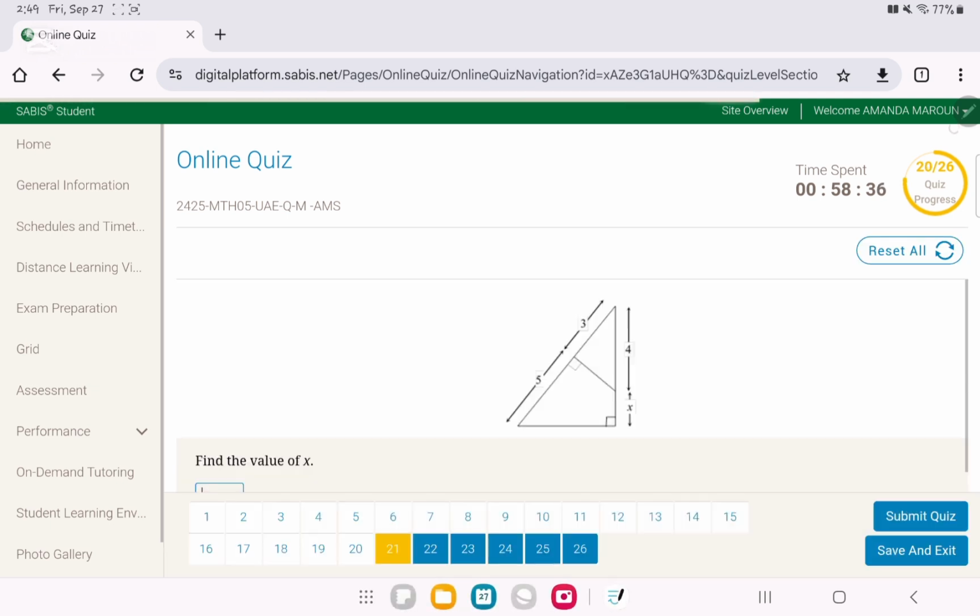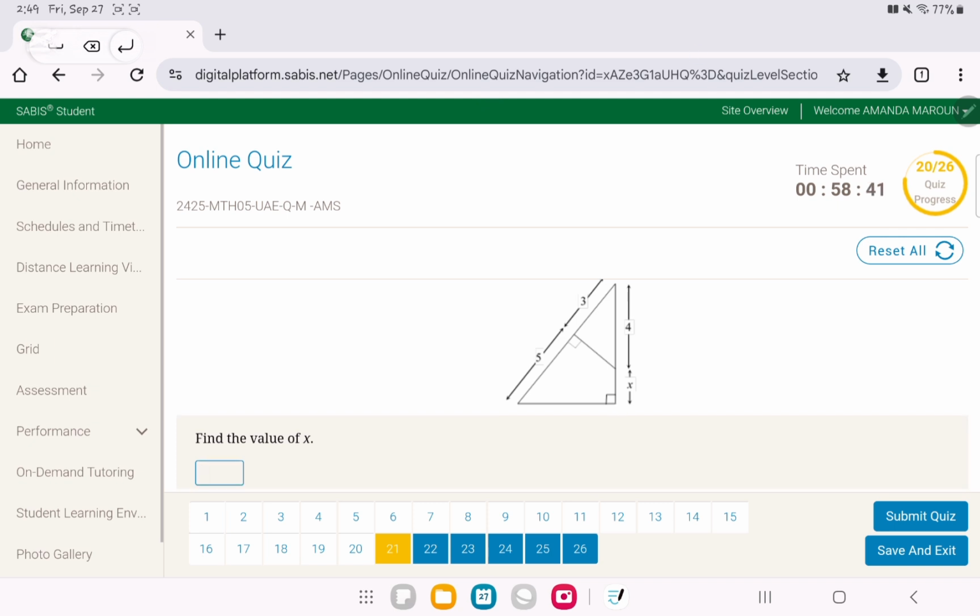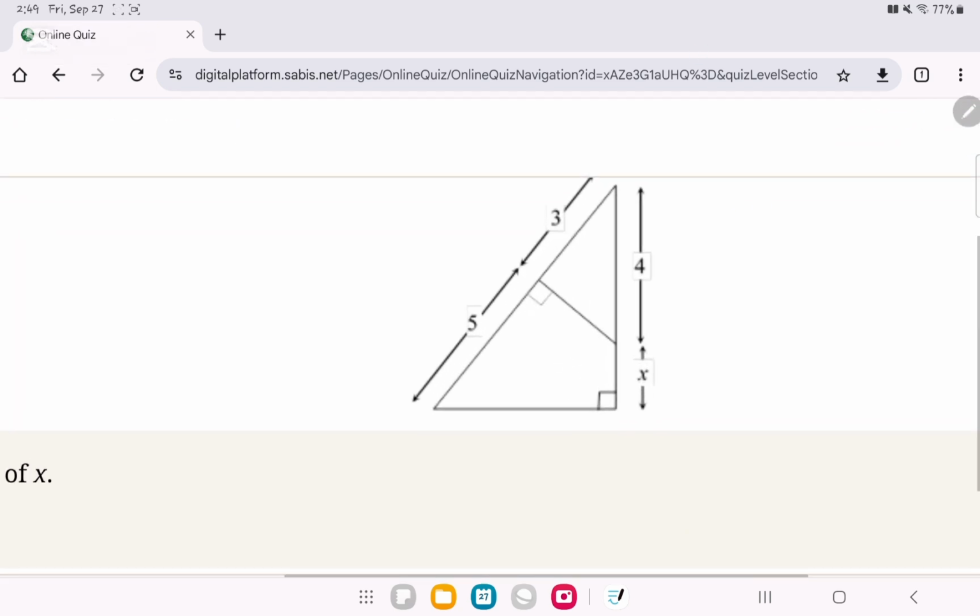Question number 21. What is the value of x? Okay, we learned this last year. We need to prove these two triangles are similar first, and then after we prove they are similar, we are going to say that they are proportional. So first of all, let's prove they are similar.